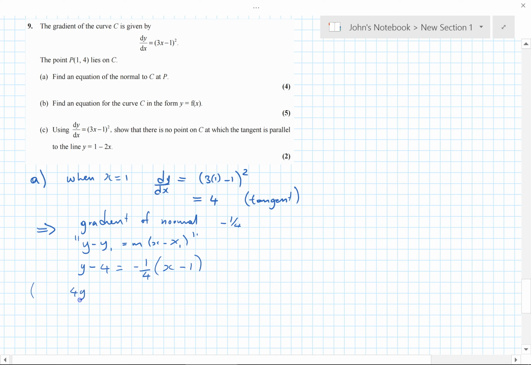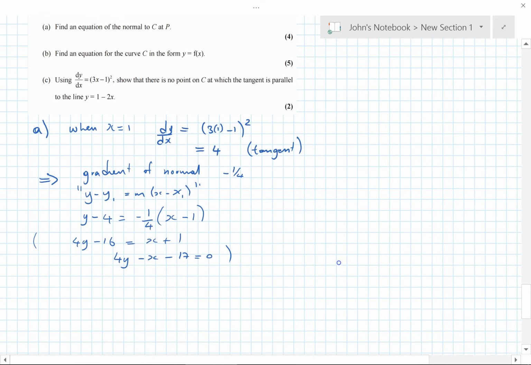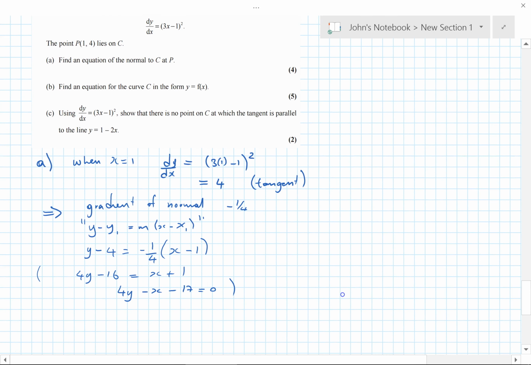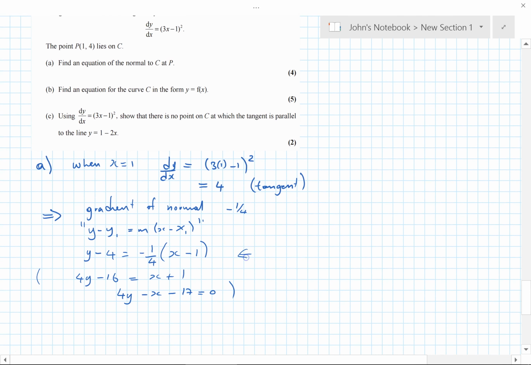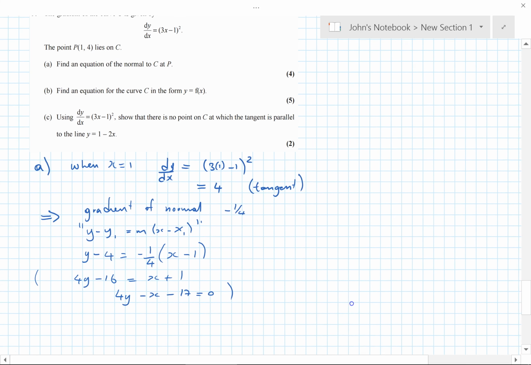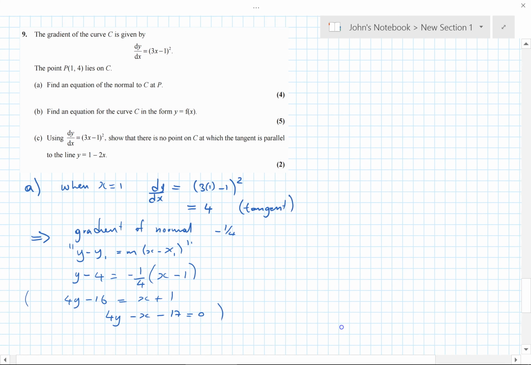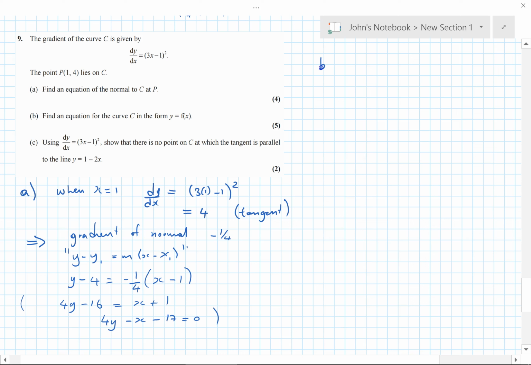So 4y minus 16 is equal to x plus 1. So we have 4y minus x minus 17 equals 0. But I don't think, as I say, when it talks about an equation, probably any acceptable form of the equation is okay. Right, then, so part B is going to be our integrating, as I say.